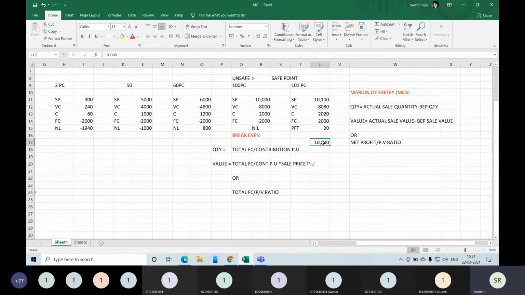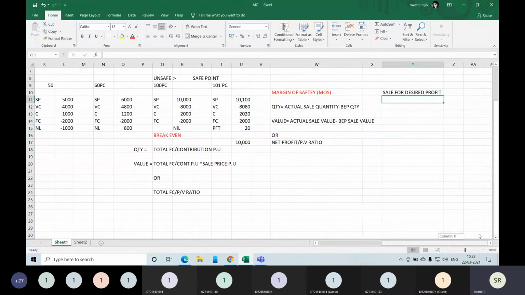Now the question is, for me to get a profit of 10,000 and not 20, how many units should I produce? Are you understanding this? That is called sales for desired profit. How much should I sell so that I get this profit?